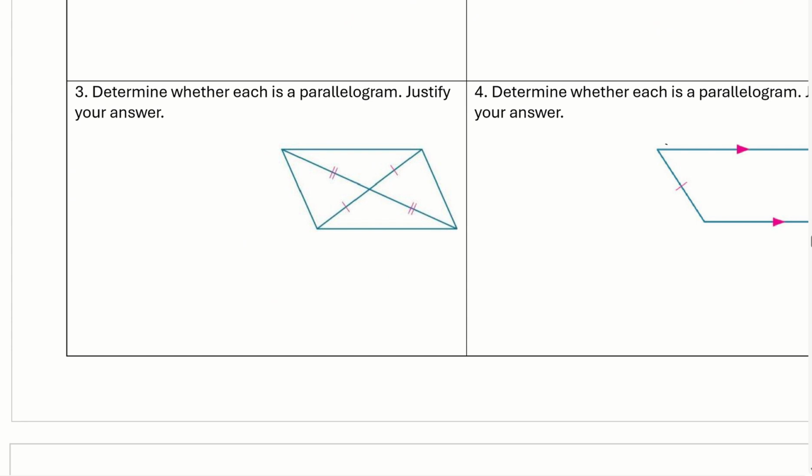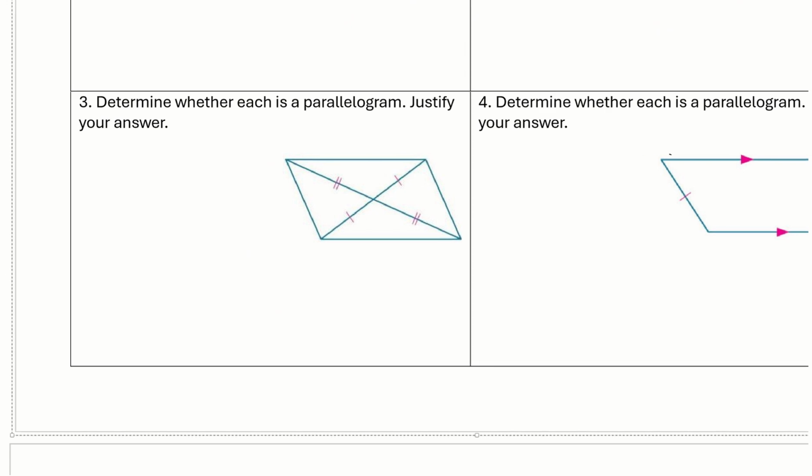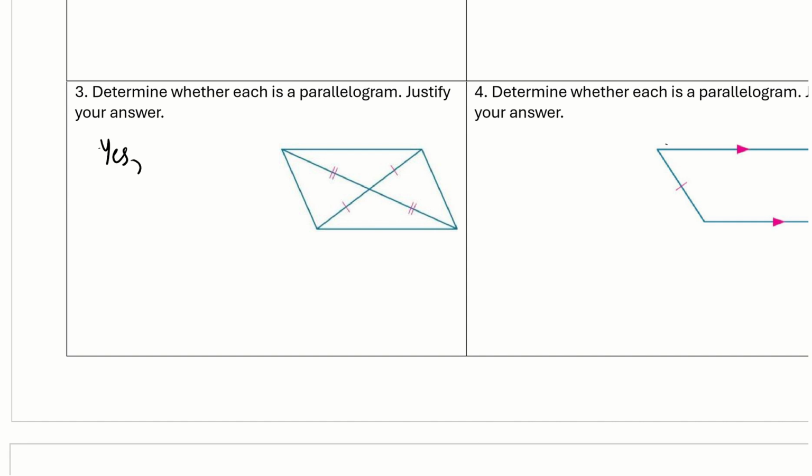So now number three, determine whether each is a parallelogram and justify your answer. So in a parallelogram, yeah, this is a yes. So let's write that out. So yes, one of the theorems was that the diagonals bisect each other. So that's the theorem, that if you have a quadrilateral with diagonals that bisect each other, then it must be a parallelogram. Again, this can be proven as well.